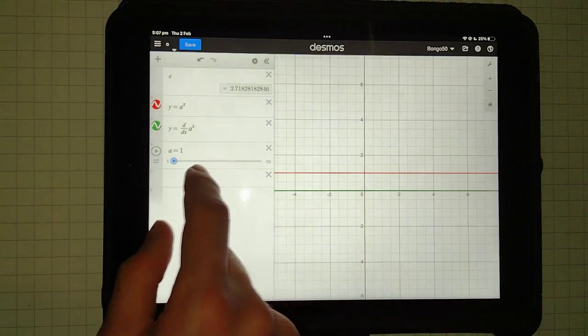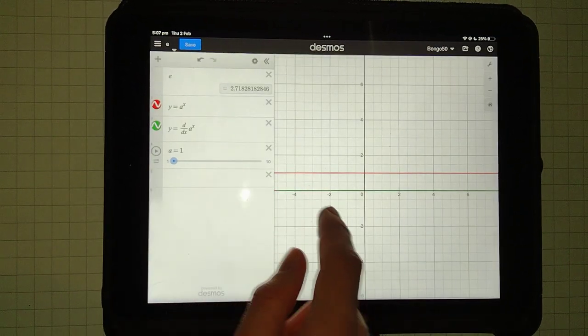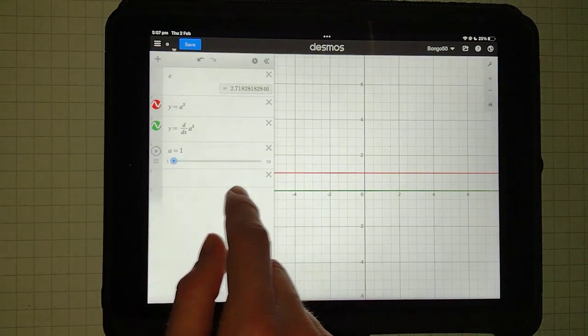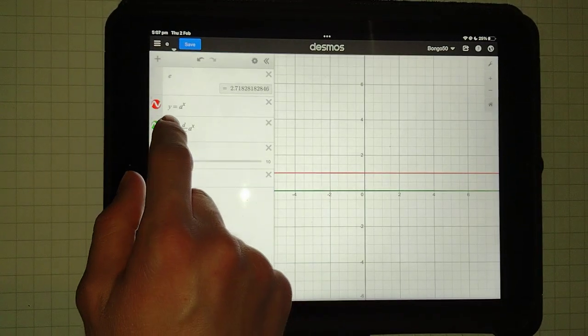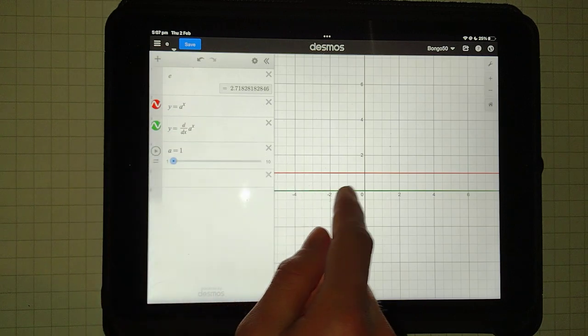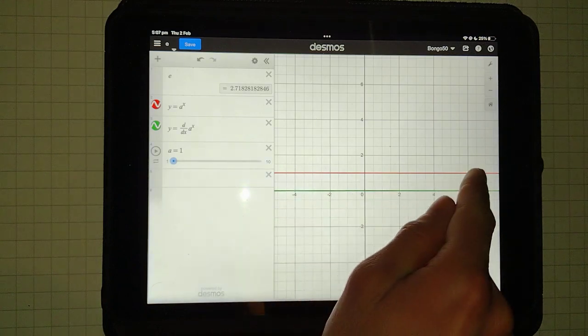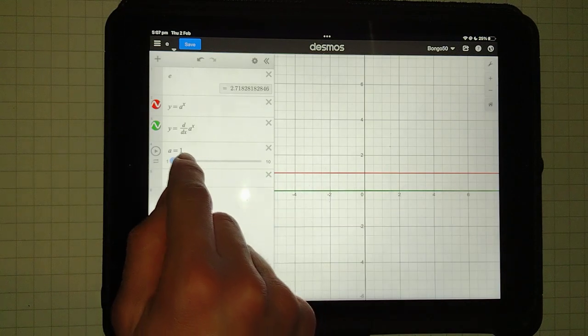Now, the way we're going to derive it is using exponential functions. So on my Desmos graph here, I have the graph of y equals a to the x and the derivative of a to the x. A to the x is in red and the derivative is in green.